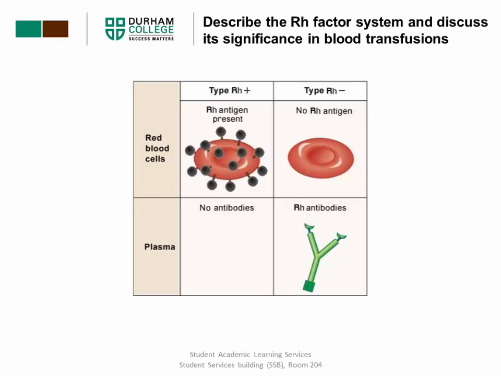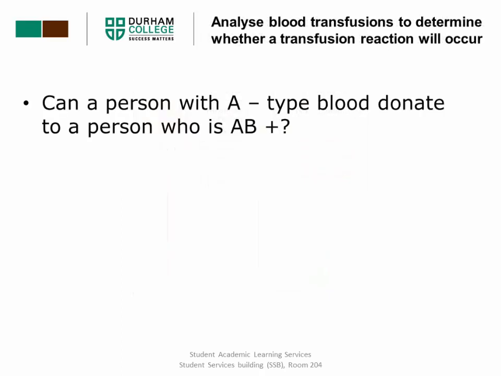So now that we've taken a look at the ABO system as well as the Rh factor system, let's look at questions together where we actually analyze whether a blood transfusion can occur. You might come across questions like this. Can a person with A negative type blood donate to a person who is AB positive? Just like any class, like a math class where you would have a word problem, it is important to pause and analyze this question and pull the appropriate information out of the question.